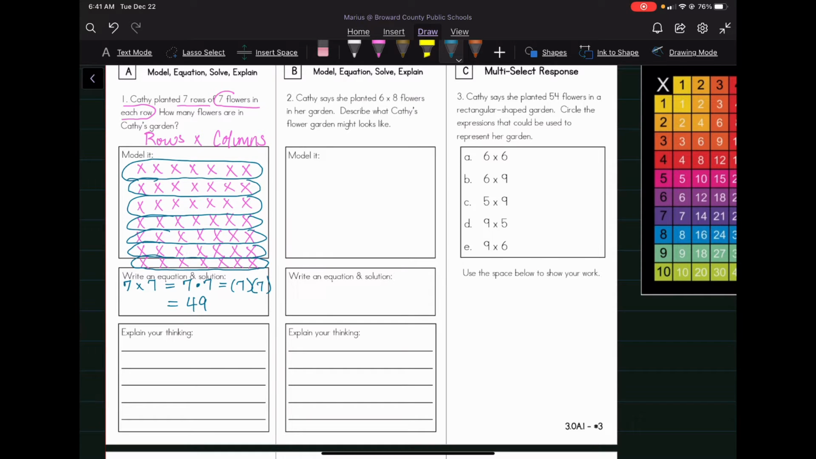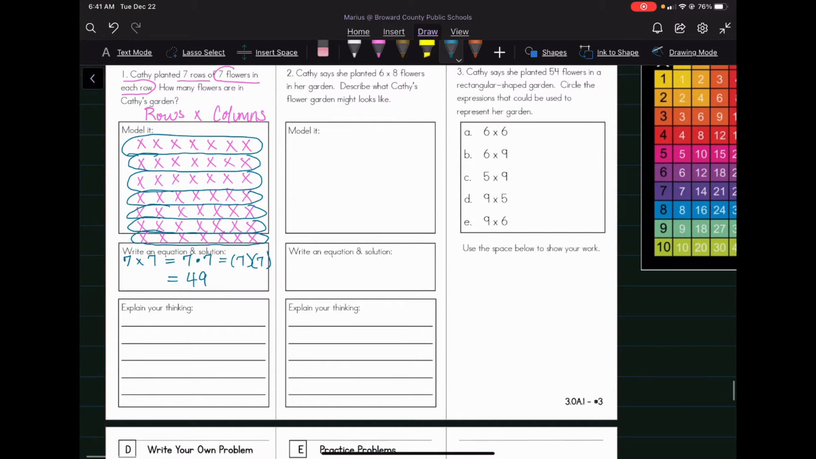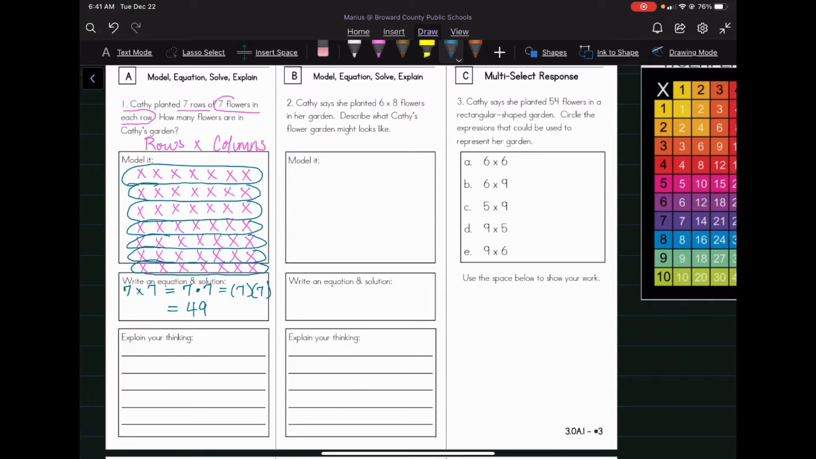All right. Now, just verbally explaining our thinking, we can write out our statement to say 7 rows with 7 flowers in each row is a total of 49 flowers. Let's take a look at B.